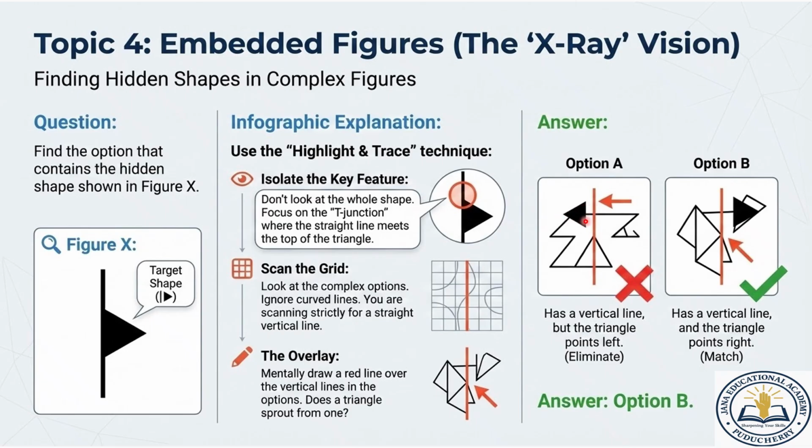The triangle is on the left side here, so we have to eliminate this one. Here you can see there is a line, and the triangle-like picture is on the right side. So it is the target shape. The vertical line and the triangle point right, so it matches the given option. Similarly, whenever an embedded figure is given, you have to choose one triangle or circle or, excuse me, star-like picture. It is easy to find out.